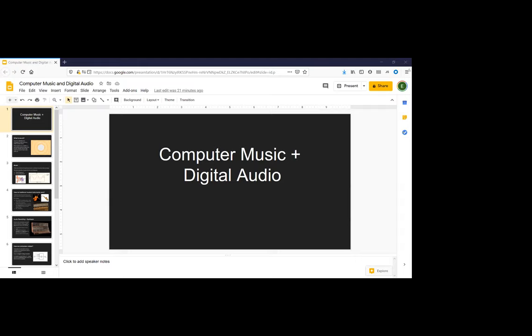So the title is Computer Music, Digital Audio. It's a broad topic, so I'm not going to go really in depth. It's a huge thing, but the goal is just to show you that today in 2020, computers are musical instruments, and to explain how that came to be.